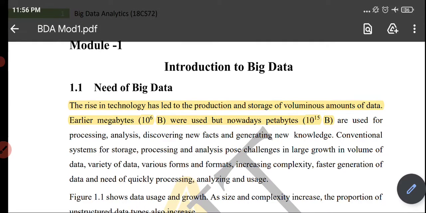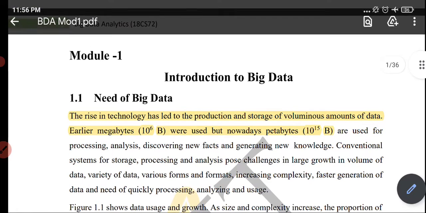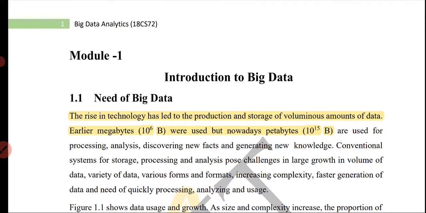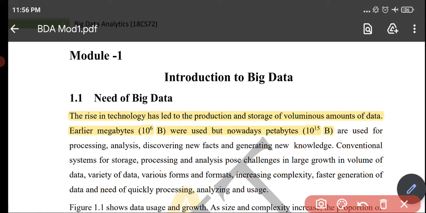Starting with this module, here you will learn about what big data is, how to process it, and the different kinds and types. So let's start with this big data module.